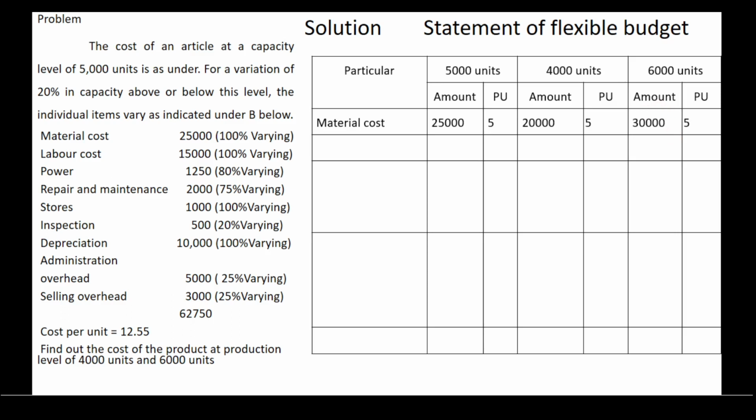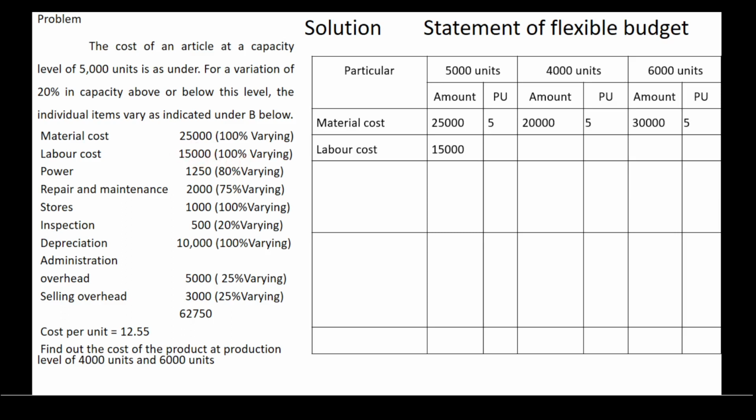5 into 6,000, the amount is rupees 30,000. And the next one is the labor cost. The labor cost amount is 15,000 rupees. This 15,000 is also 100% varying. So there is no fixed part. The whole amount is varying.